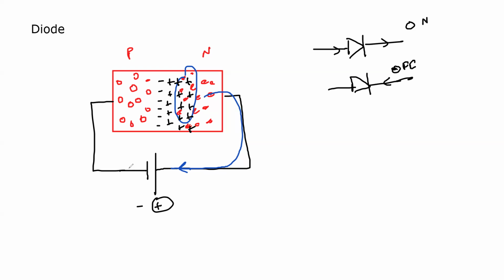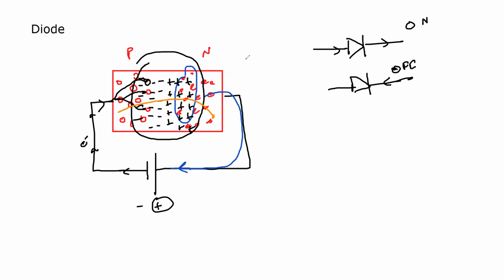And from the negative terminal, electrons will move. As these electrons move, they combine with the holes. When electrons combine with the holes, as a result, what will happen? There will be negative charge. So when we connect the diode the other way around, the size of the barrier is increasing instead of the diode allowing the current to pass.